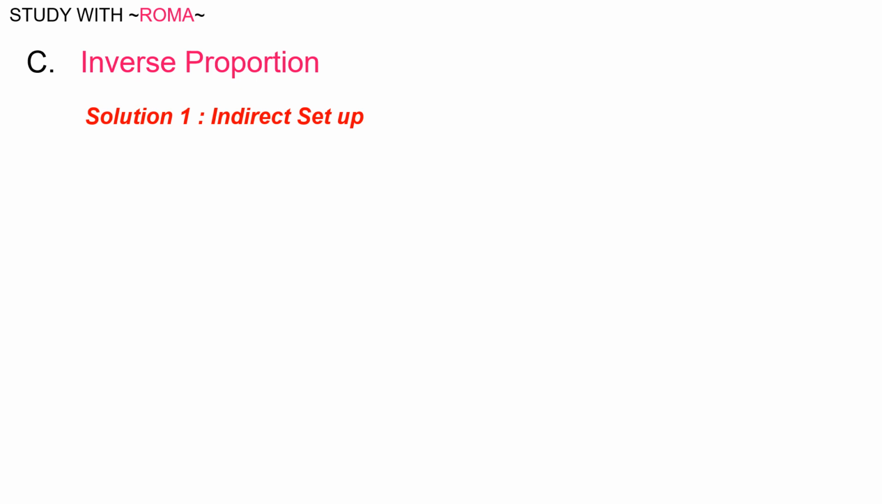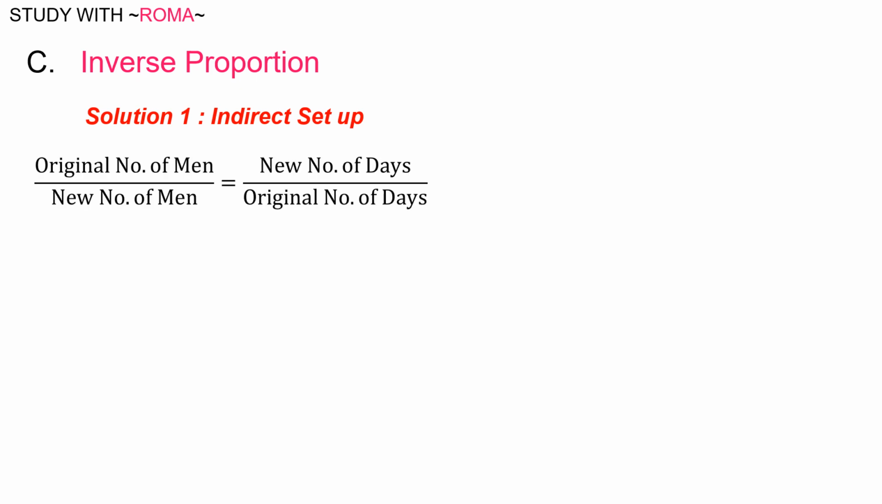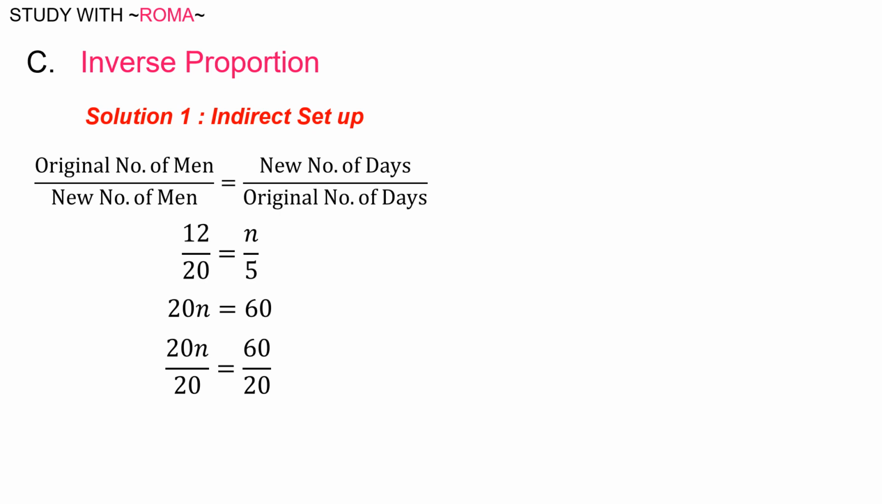There are two ways to solve the problem. First, the indirect setup. The original number of men over the new number of men is equal to the new number of days over the original number of days. So we have 12 over 20 equals n over 5. Then we will cross multiply, so 20n is equal to 60. Divide both sides by 20, so n is equal to 3.